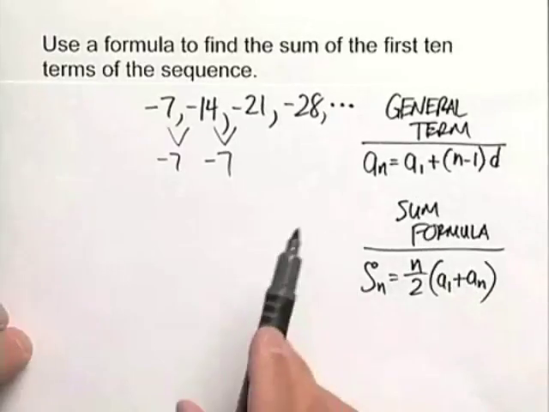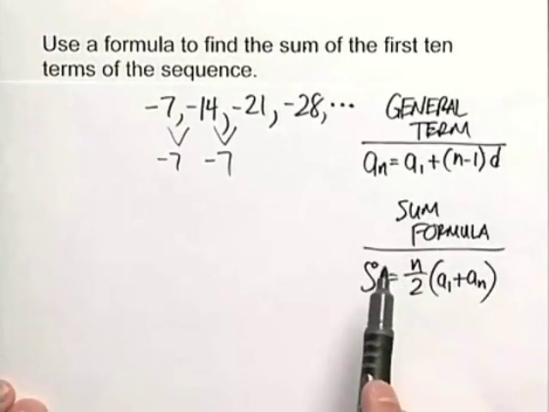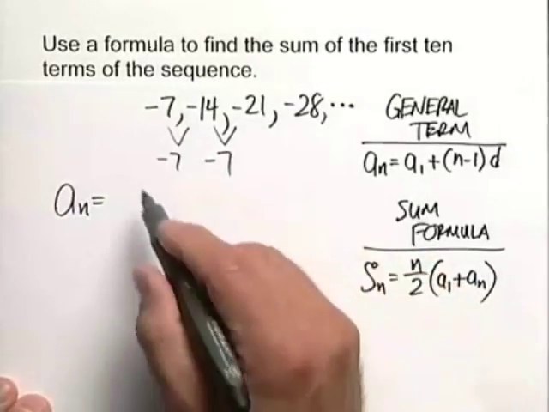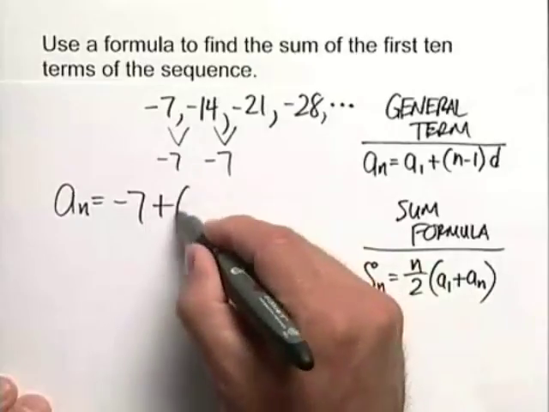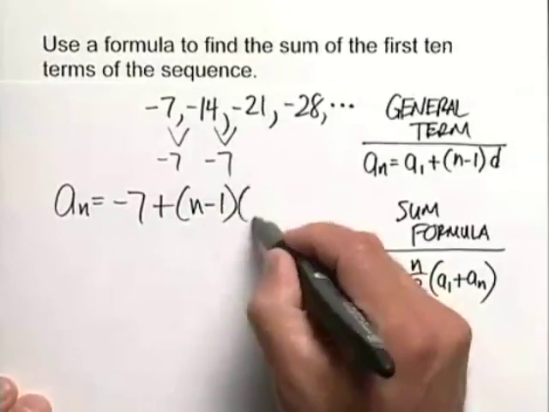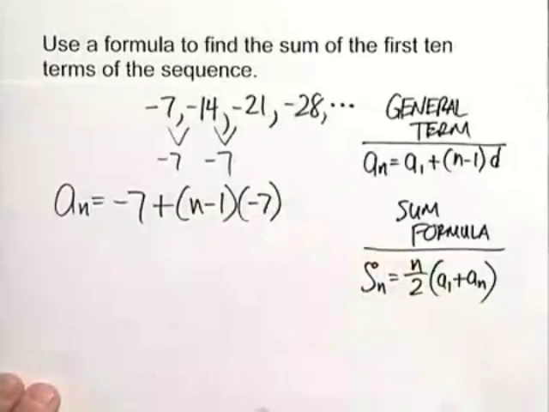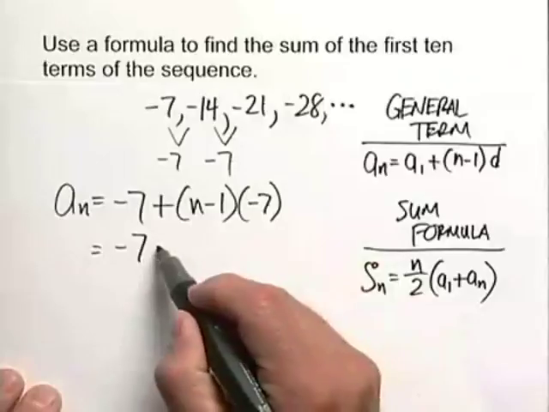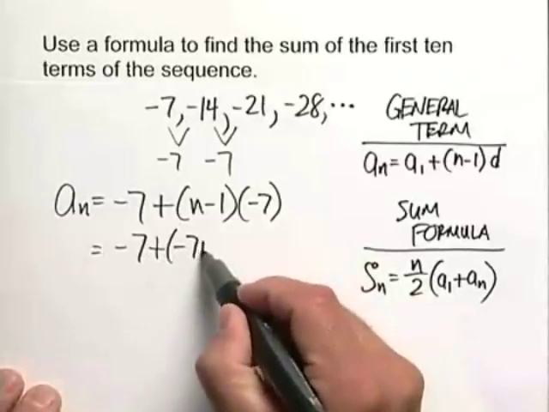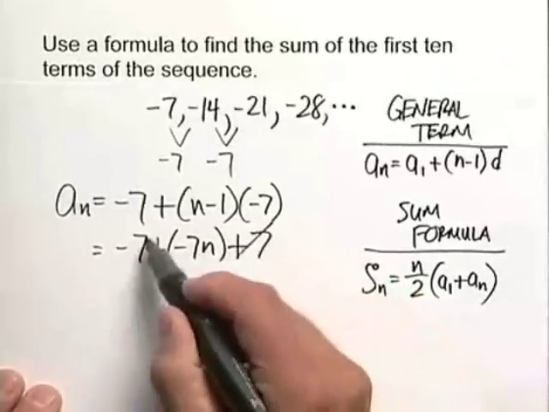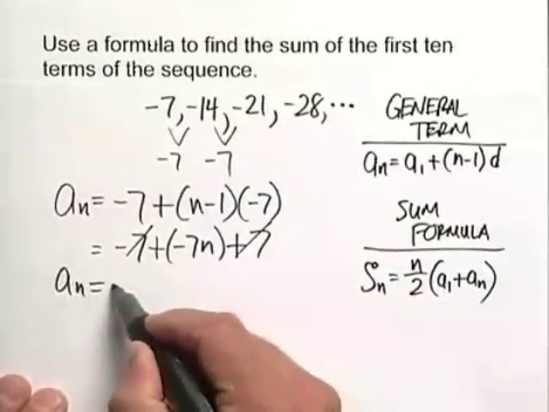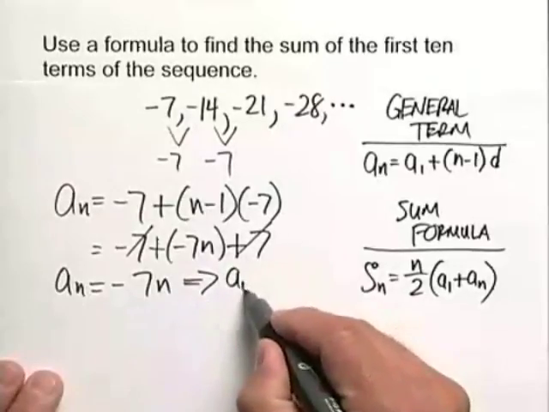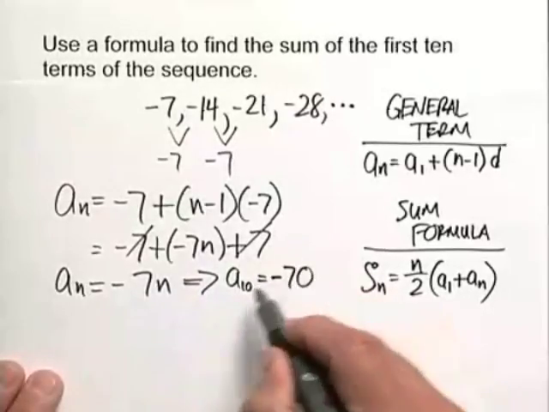So let's start up here. Let's find out how we're going to determine that by using our general term. We can say a sub n is equal to our first term, a sub 1, which is -7, plus the quantity n minus 1 times our common difference, which is -7. So we're just looking for the general term first, and from that we can find our 10th term and use that in the sum. So we'll get plus -7n plus 7. Those cancel out, so we know a sub n is equal to -7n. From this we can now find our 10th term, a sub 10, which is -70.